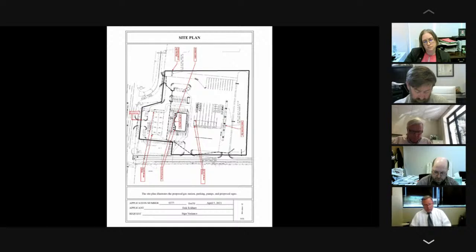And then on the diesel fuel canopy there, directly behind the store, again where the cursor is, there are 2 identification buttons on the side of that. Both of those have been removed.